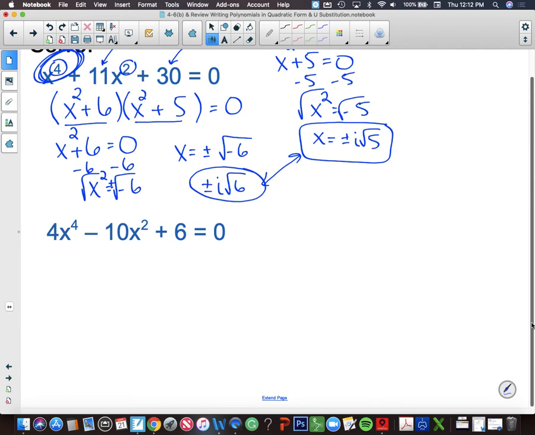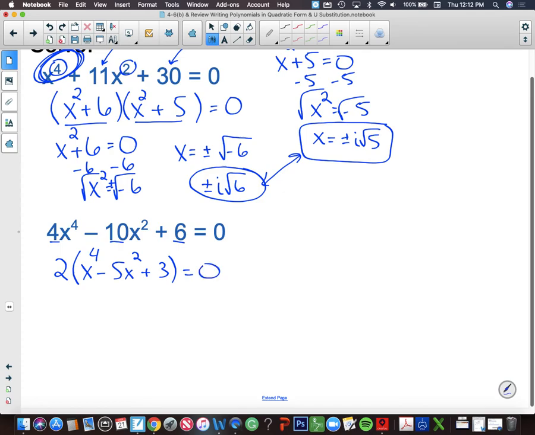Okay, let's try this one down here. So, can we take something out first? Well, that would make it a little bit easier if we take something out. We got a 4, a 10, and a 6. They're all even, so that means we can take a 2 out. So I have 2 times x to the 4th minus 5x squared plus 3.